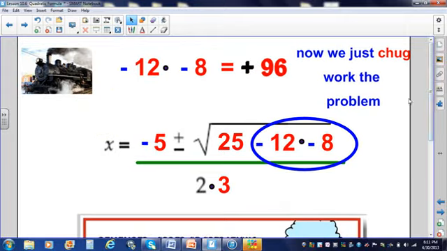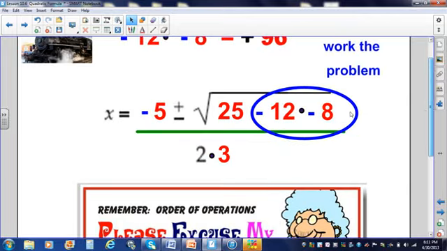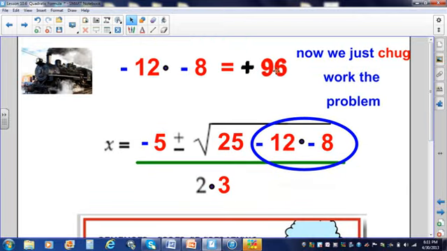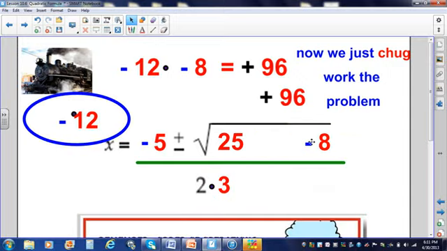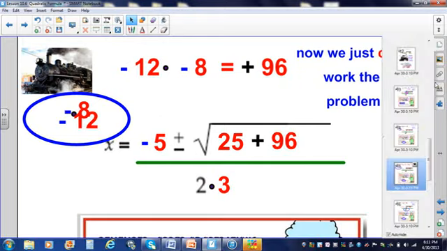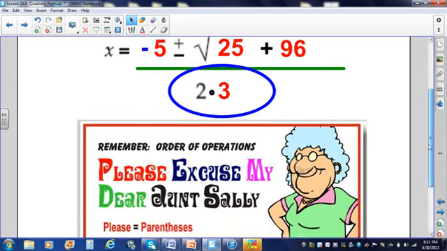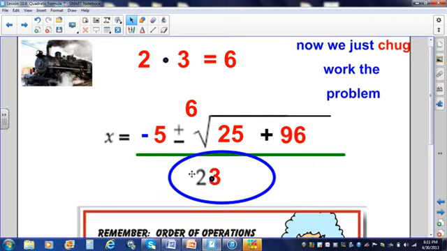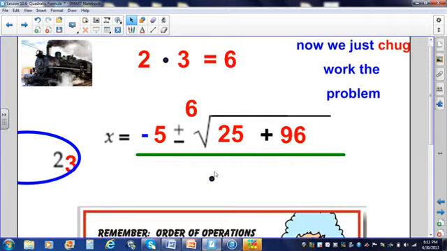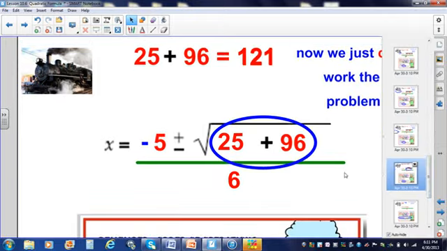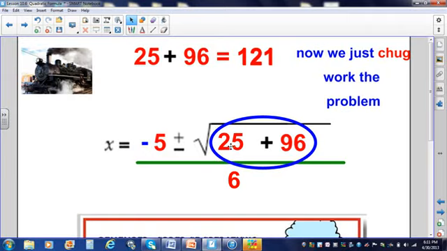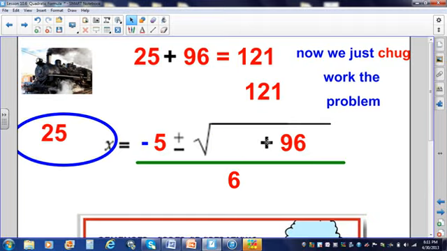The next thing I'm going to do is continue to multiply. So I'm going to multiply -12 and -8. When I do that, I get positive 96. The next thing I'll do, continue doing multiplication. I will do 2 times 3, which gives me 6. Now, I'm going to add 25 and 96. When I do that, it gives me 121.